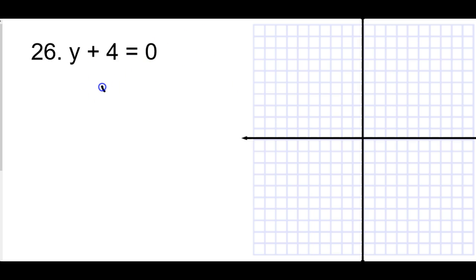So for this one, y equals negative 4. Notice there's no x here. So if you're thinking about it in the form of y equals mx plus b, what do we put in for m to get rid of the x? Well, the m must have been 0. So our slope here is 0. And then our y-intercept, when x is 0, what is y equal to? Well, y equals negative 4.